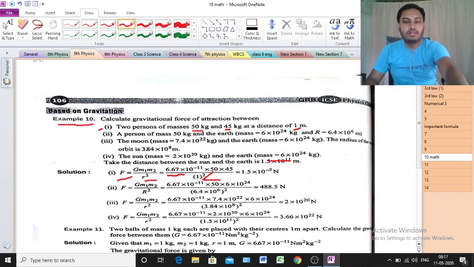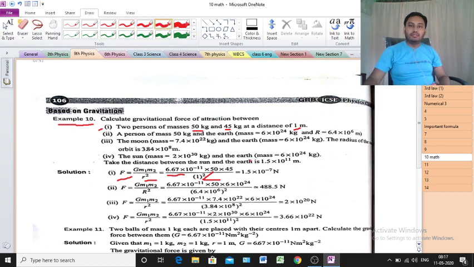Just a minute. Okay, this one. Clear? 1.5 into 10 to the power minus 7 Newton. Clear? Again one thing, how to calculate this value?